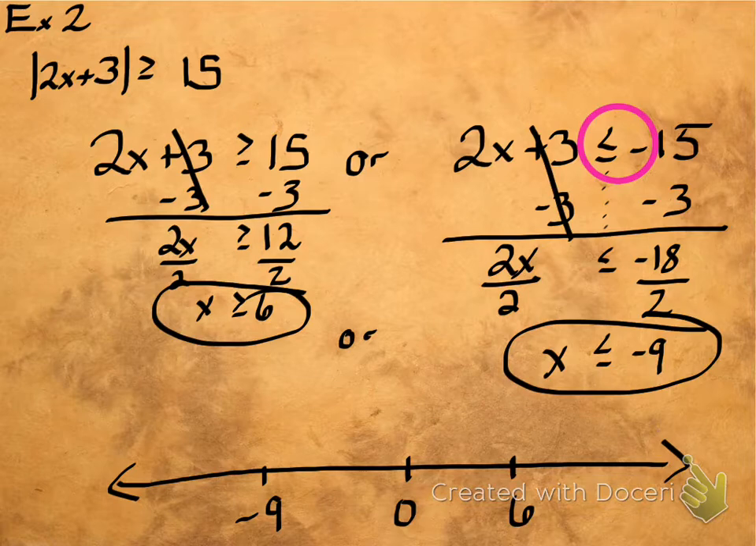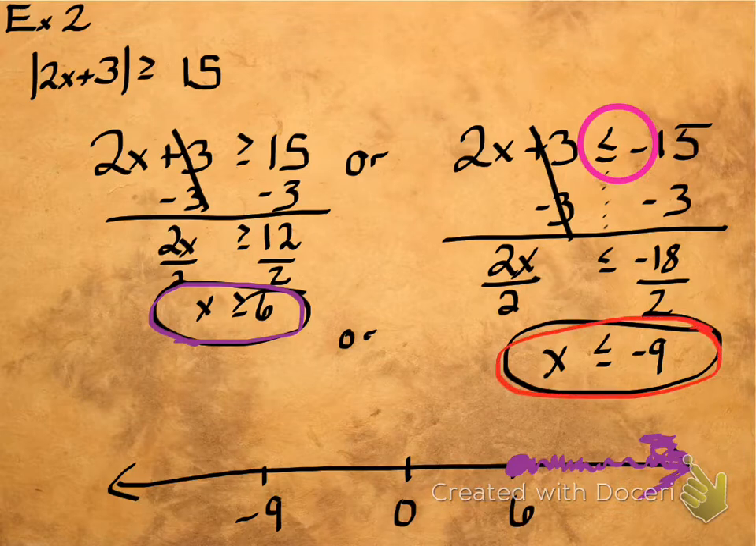And so, let's start off with x is greater than 6. Greater than or equal to. So that means I have a filled in dot this time. And if I'm greater than 6, that means I'm to the right of 6. Now let's face the other side. X is less than or equal to -9. So I have a filled in dot at -9. And then I'm going to shade to the left because it's less than.